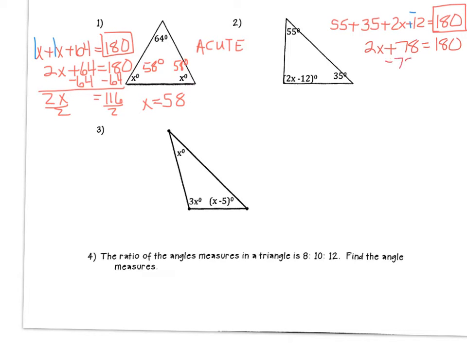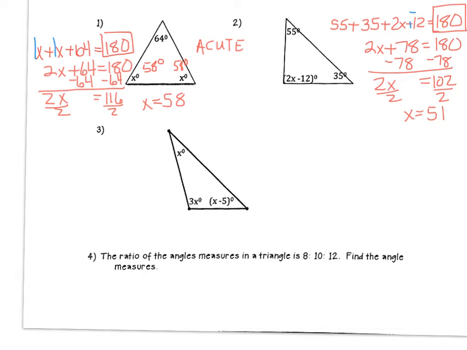Subtract your 78 from both sides of the equal sign. 2x equals 102. And then divide by 2. X equals 51. But you're not done. X equals 51. Now you have to use that.